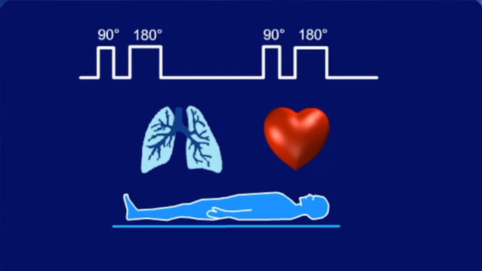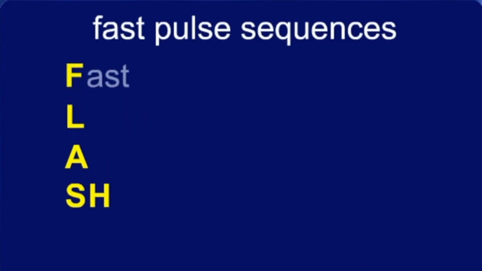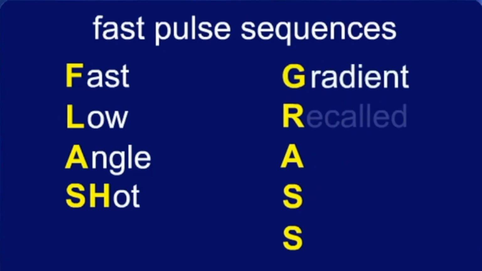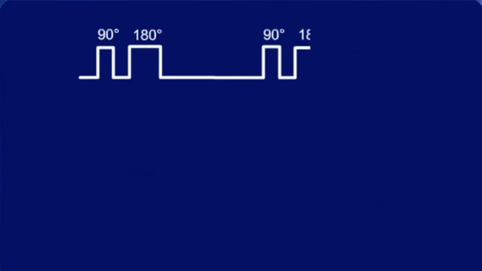To help with these problems, fast pulse sequences were developed which take less time. Most of these have strange names such as FLASH, fast low angle shot, or GRASS, gradient recalled acquisition at steady state. These sequences are very important nowadays in daily practice. Here is a rough outline.